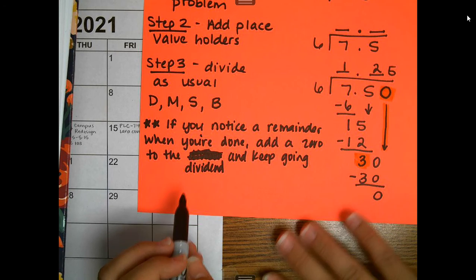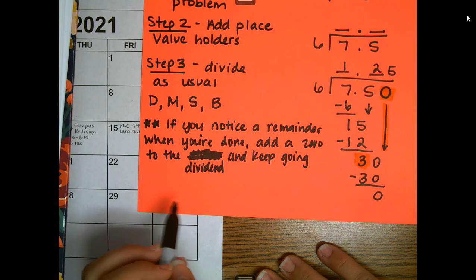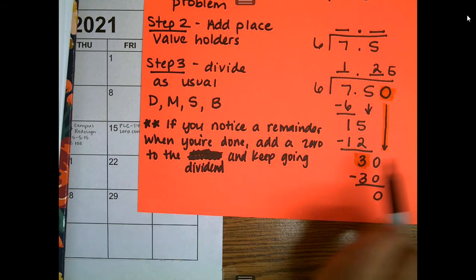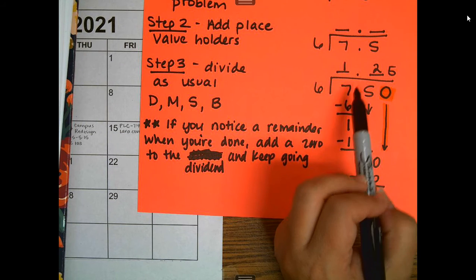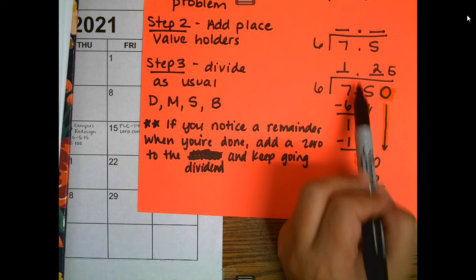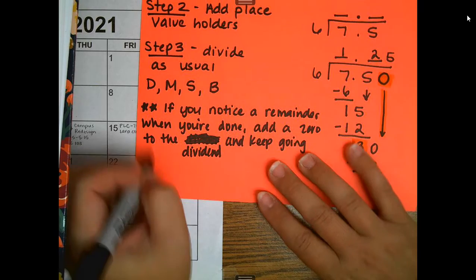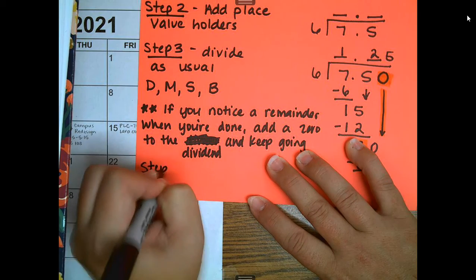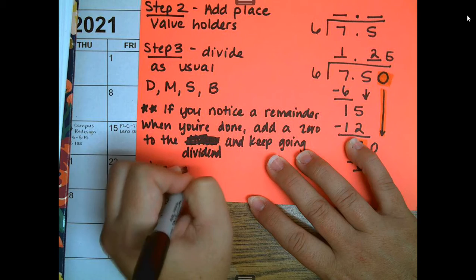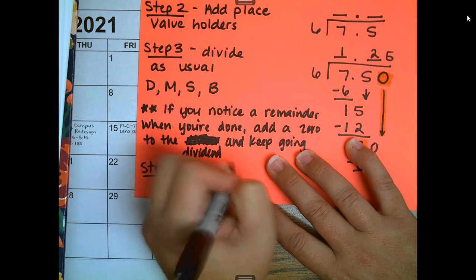So step 4, you're going to record your answer, and you have to pay close attention to the place value. You want to make sure that that decimal point got into the correct space. So you've got step 4, you need to record, and then you need to check.